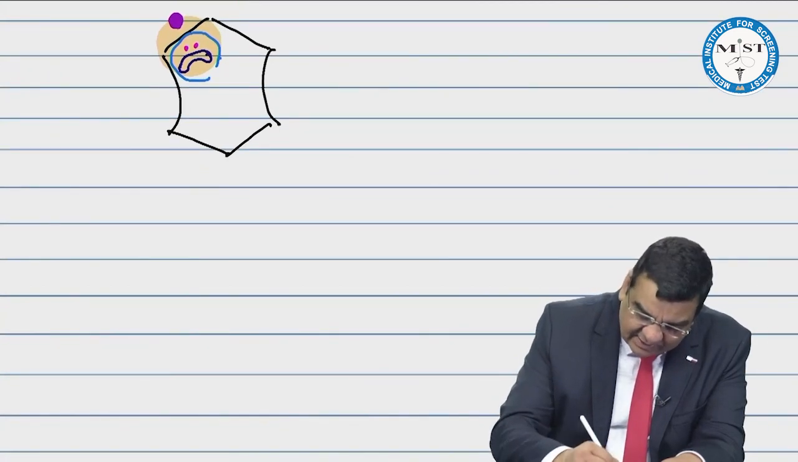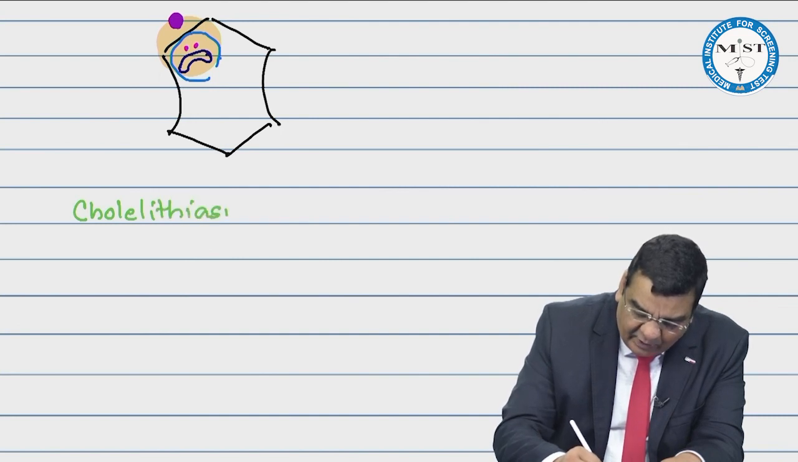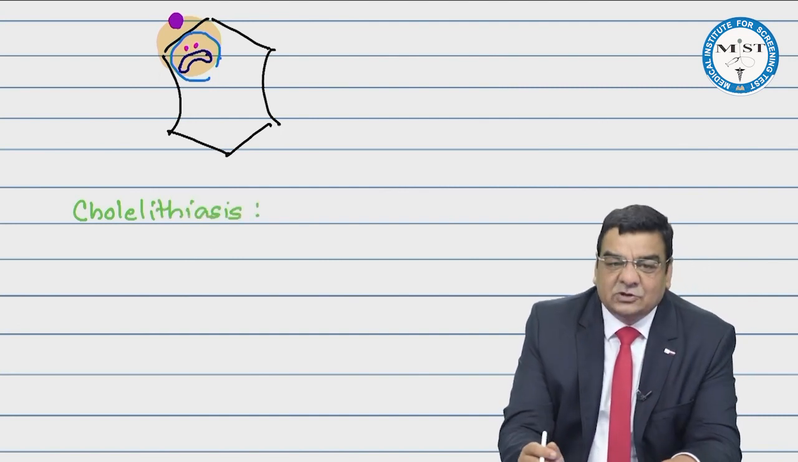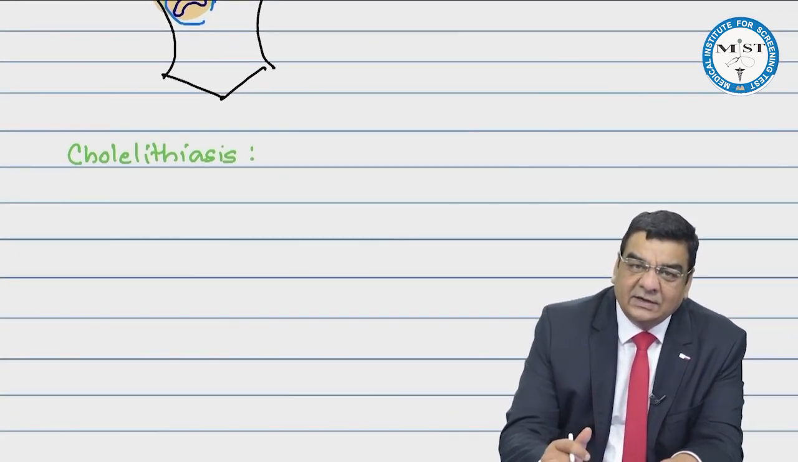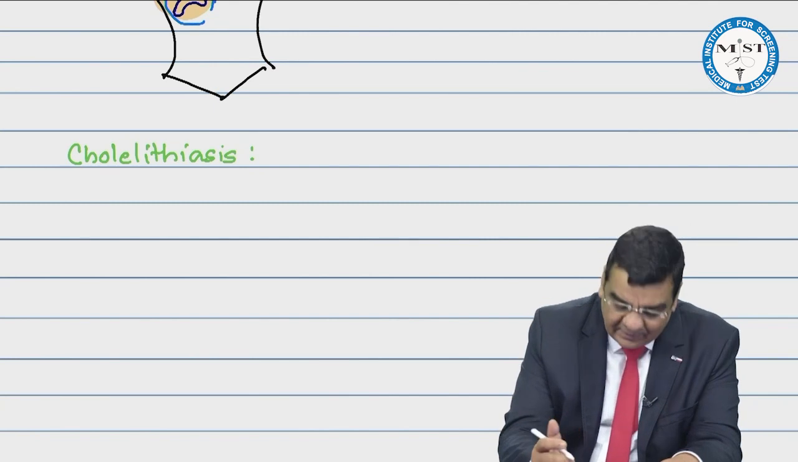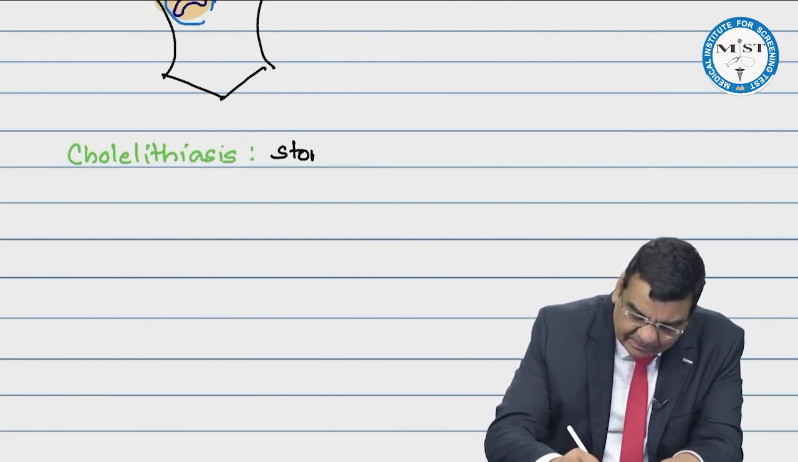My dear friends, starting with the bread and butter of the surgeon, cholelithiasis. Chole means bile, litho means stone, osis means disease. Actually, it is cholecystolithiasis, that is, stones inside the gallbladder.